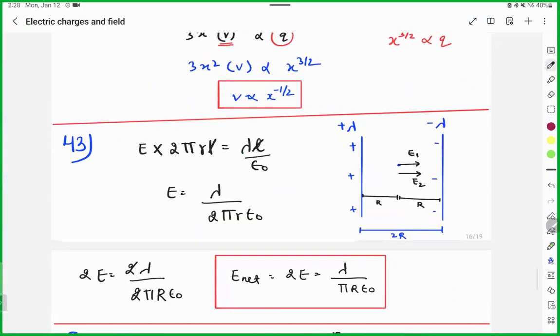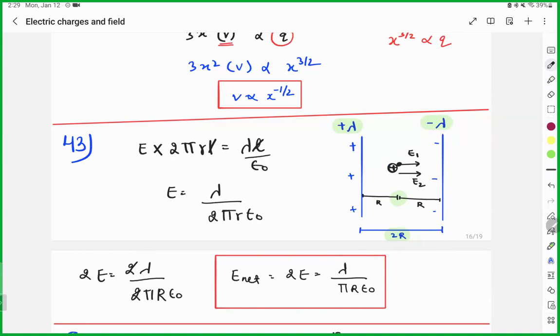Next, in this case, if you have two rods, one with linear charge density plus lambda and the other minus lambda, and the distance between them is 2r. And if a positive test charge is present at the center, what will happen? The positive rod will repel it and the negative rod will attract it.